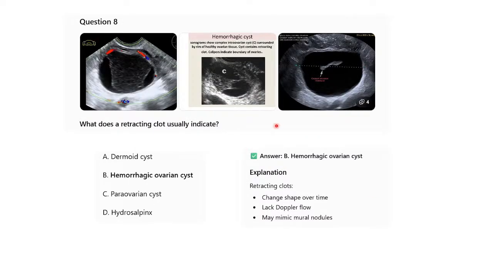Question number 8. Now what does this ultrasound view indicate? A, dermoid cyst. B, hemorrhagic ovarian cyst. C, para-ovarian cyst. D, hydrosalpinx. Hear me, people, usually radiologists, sonographers, competent radiographers. Let's gather here, please, guys. What is this? What are we looking at?